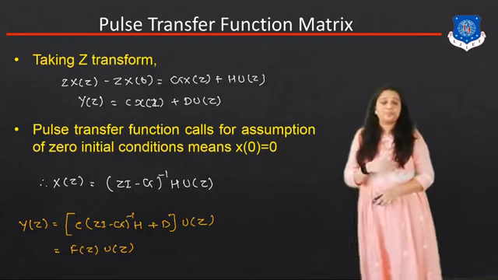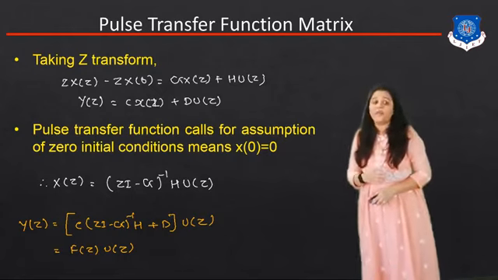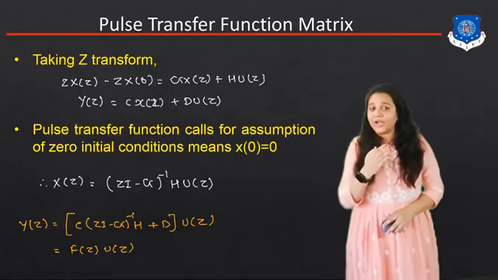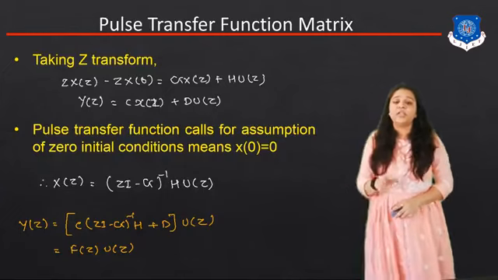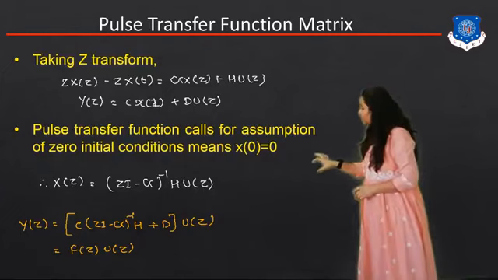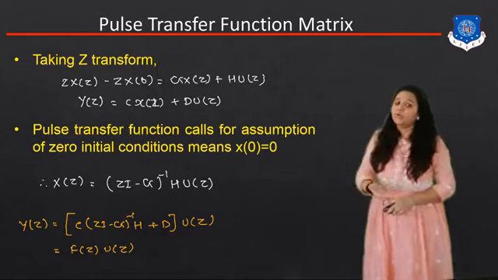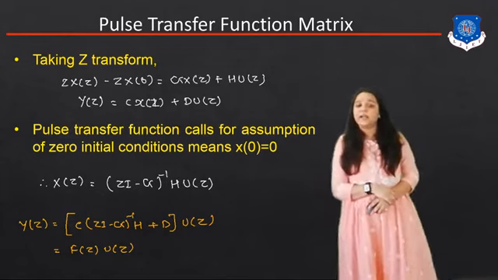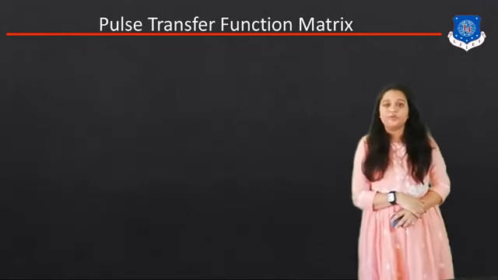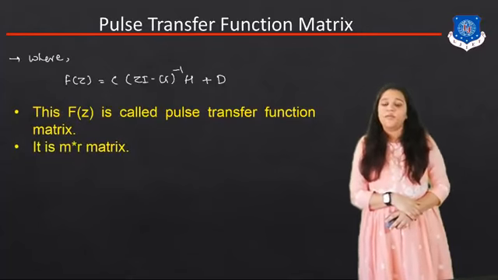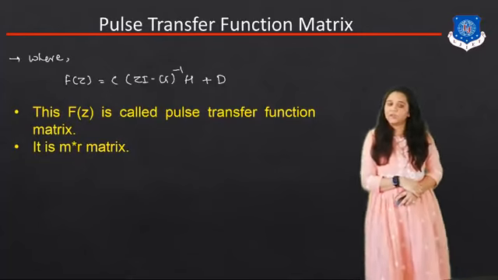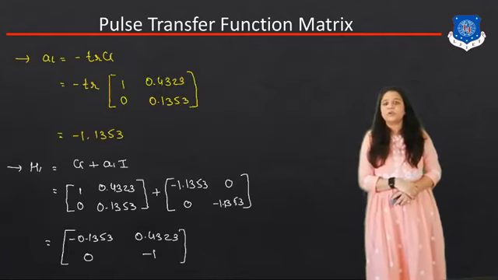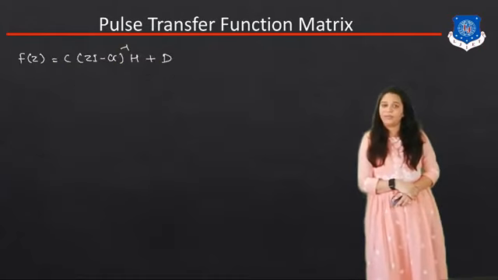If in the exam they ask you to find the value of y of z, first you have to find the value of the function of z, and then simply multiply the value of the function of z with the unit step or the unit ramp function that is given in the equation, so you can easily get the value of y of z. So using the pulse transfer function matrix, we have to find the value of the function of z as well as y of z. Clear? So this is all about the pulse transfer function matrix.